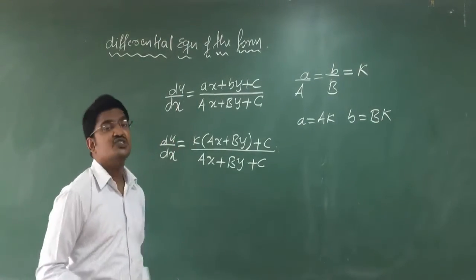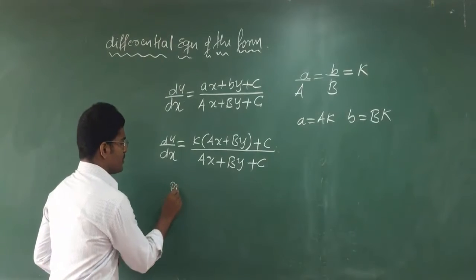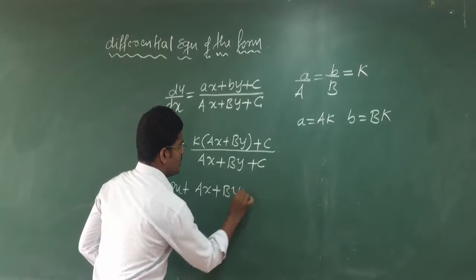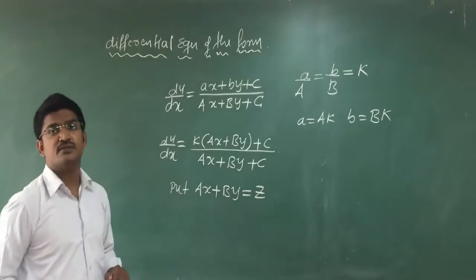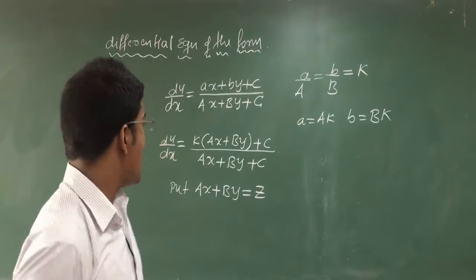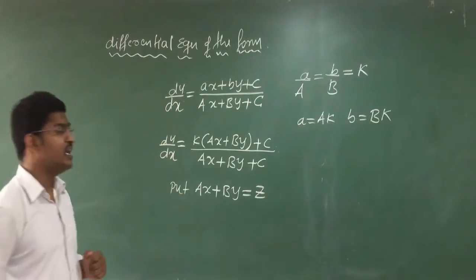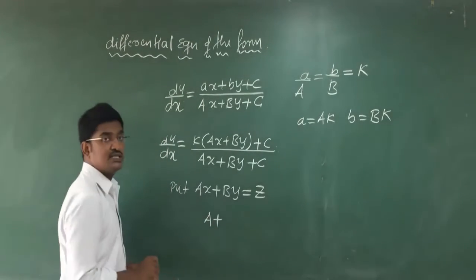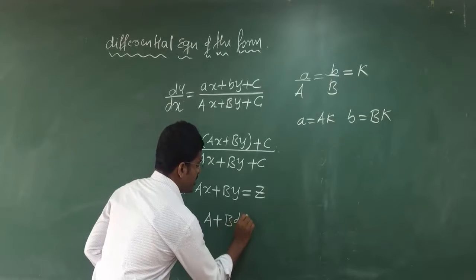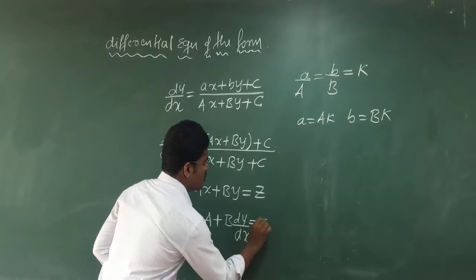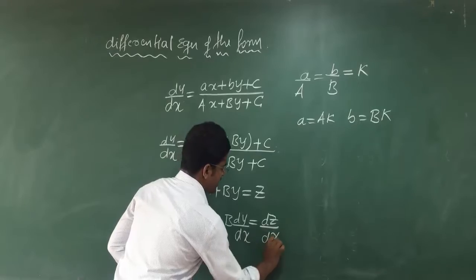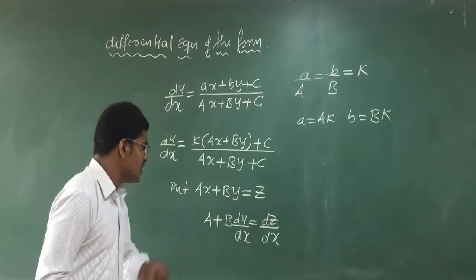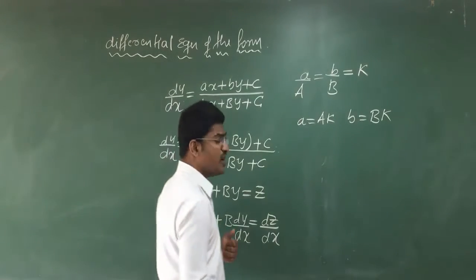So in this differential equation you have to put ax plus by equal to z. Ax plus by equal to z, and you have to differentiate. Clear? If I differentiate this, you are going to have a plus b dy by dx equal to dz by dx. This term you are going to get. Clear? So if you get this term, then what can you write for dy by dx here?